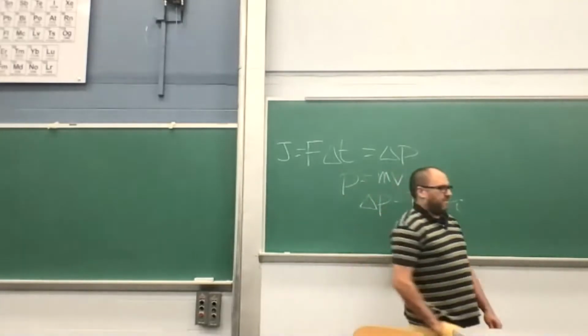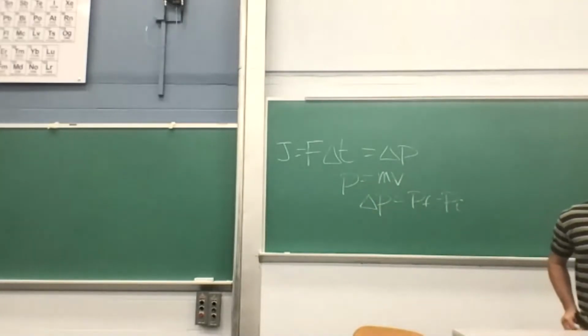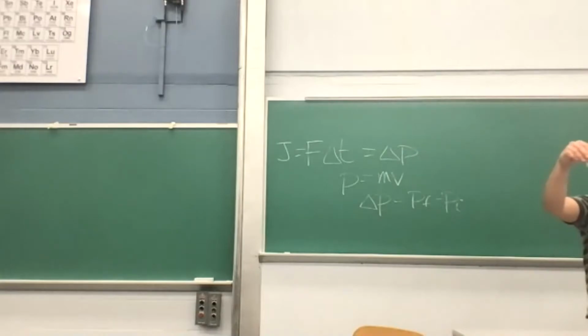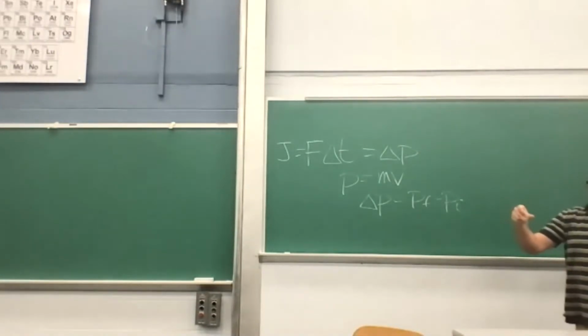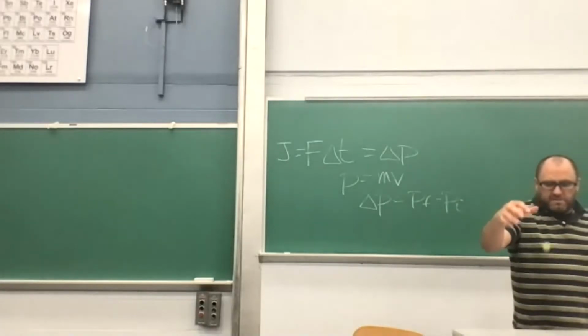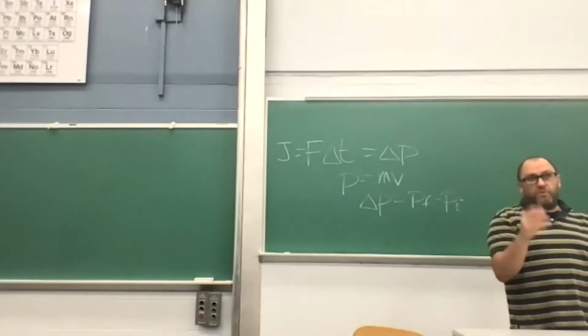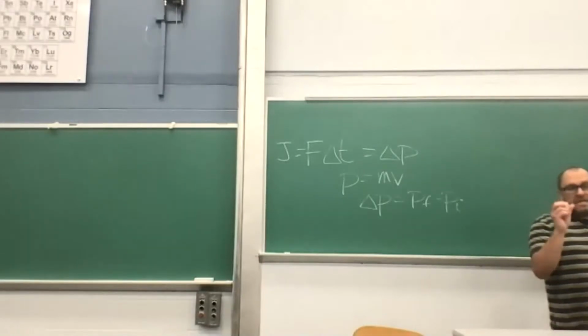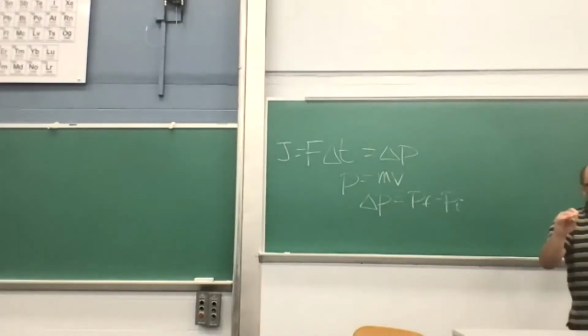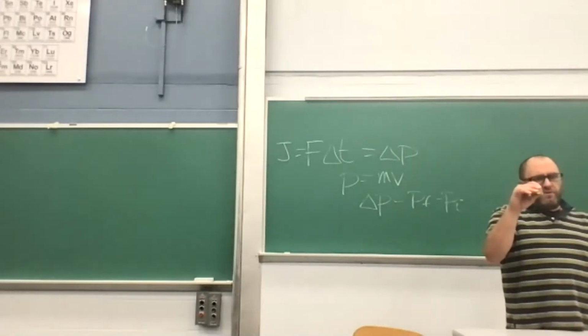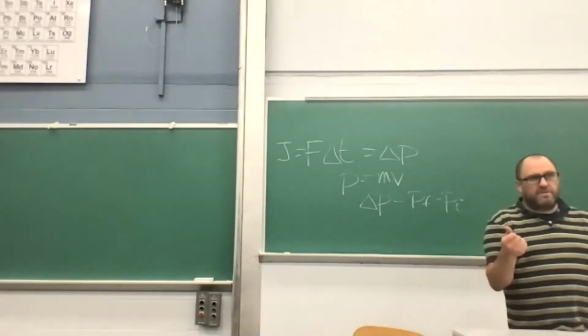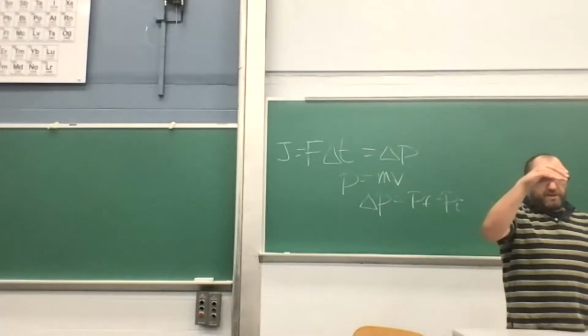So if I have a bouncy ball here, okay, then my bouncy ball, when it bounces, its momentum is almost the same before and after the collision. It doesn't quite go as high. Why doesn't it go all the way back up? Why does it get a little bit lower?